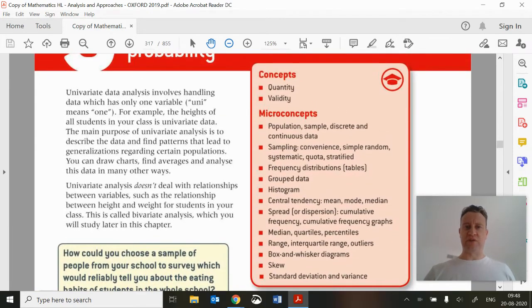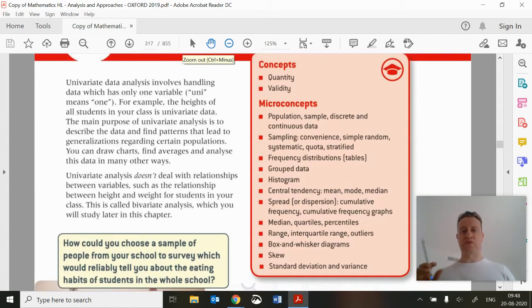There's a lot of stuff in here if you look at the micro concepts, which you will have done before. We've got things like sampling, lots of definitions of samples and types of data. Then we're talking about presenting data, so histograms, frequency distributions, coming up with tables, group data there. And we've got some statistical measures as well. So mean, median, mode, quartiles, percentiles, standard deviation, variance, skew, box and whisker diagrams, outliers, all these sorts of things.